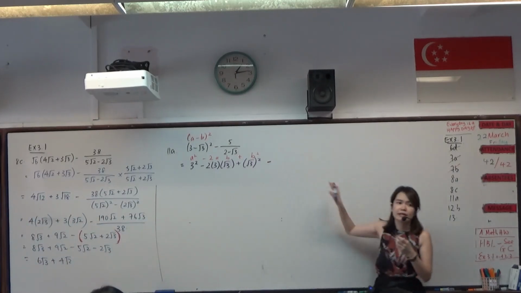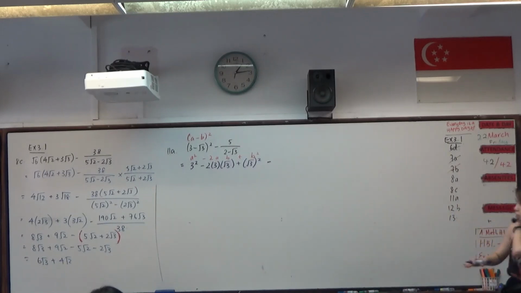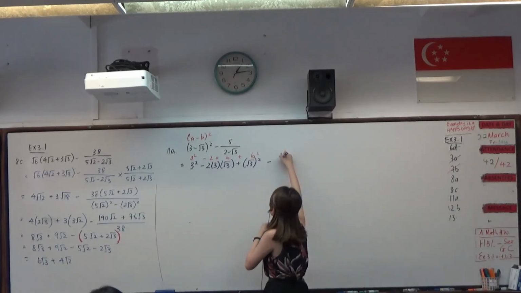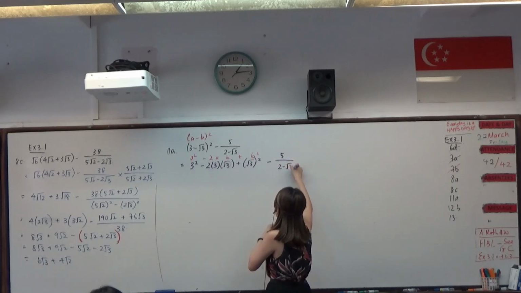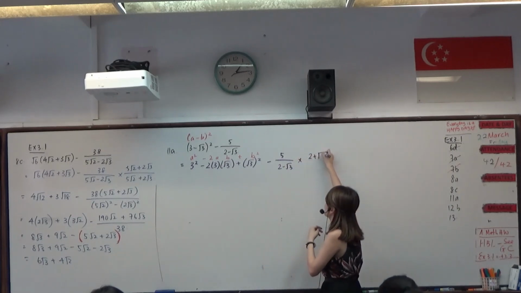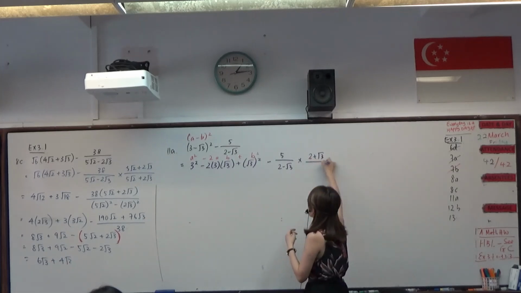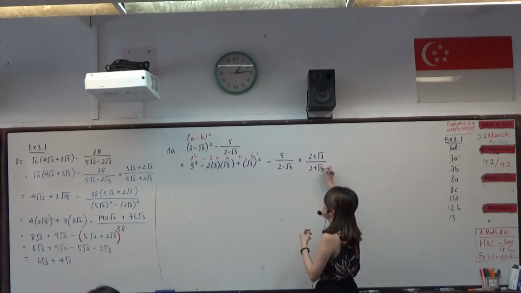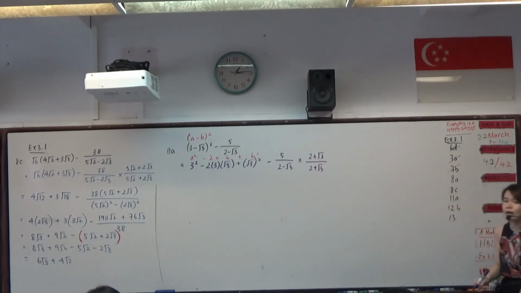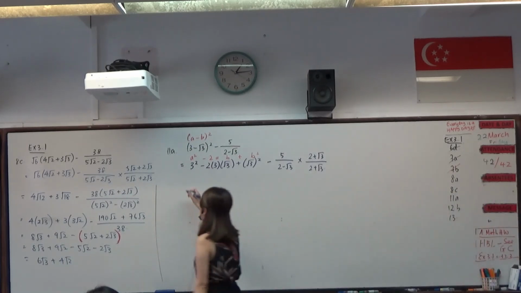What will you do for the right side? Rationalize. And what do we multiply with? 2 plus root 3, right? Sorry, root 3. Okay, great. So we rationalize the one that's in the fraction. Then it is about simplifying already.